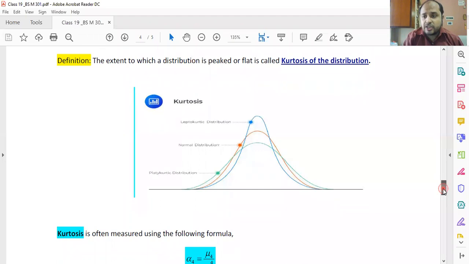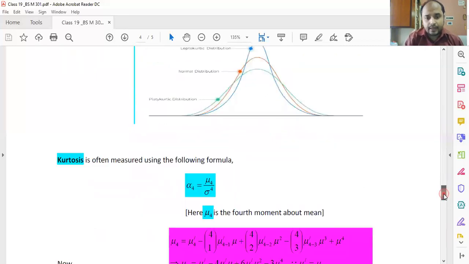The question is how to measure the kurtosis of the curve. How to identify whether a curve, being normal, is leptokurtic, platykurtic, or mesokurtic. The answer lies in the formula. We measure the kurtosis by using the formula alpha 4, which is given by mu 4 by sigma to the power 4. Mu 4 is called the fourth moment about the mean.